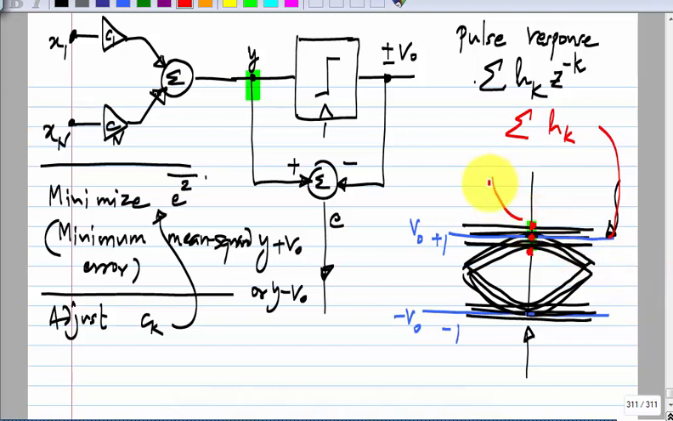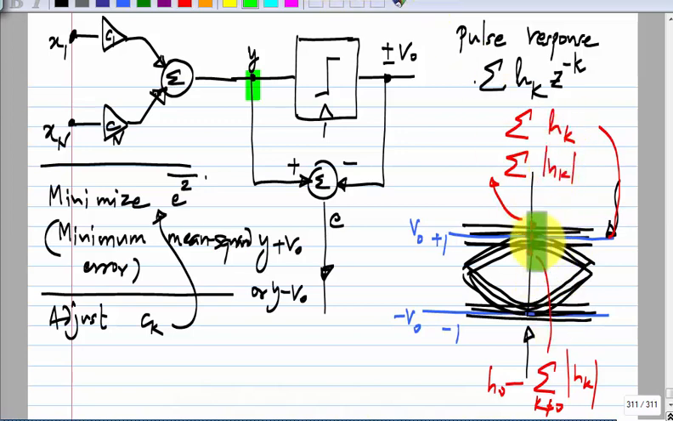Okay, what does the top correspond to? This is summation mod HK. And what does this correspond to? Yeah, it's basically H0. I assume H0 is positive. Basically, this corresponds to H0 minus everything else is subtracted off. Okay, so that's the worst case I have. So now, clearly, the spread around V0, why does it come out? It comes about only if this HK for K not equal to 0 has non-zero values.